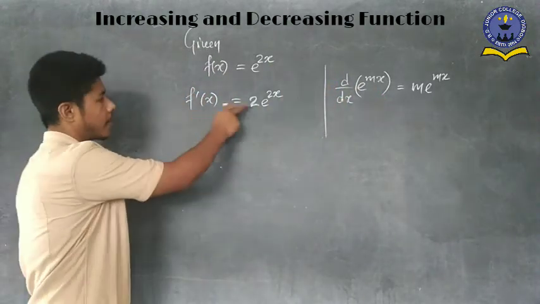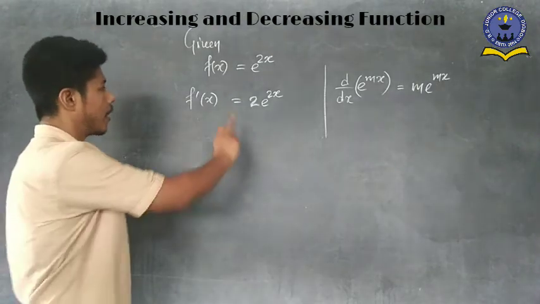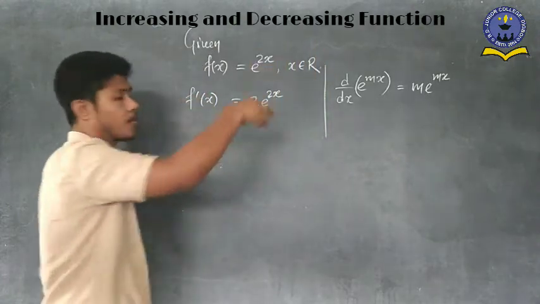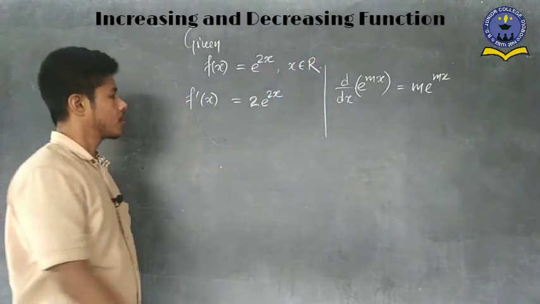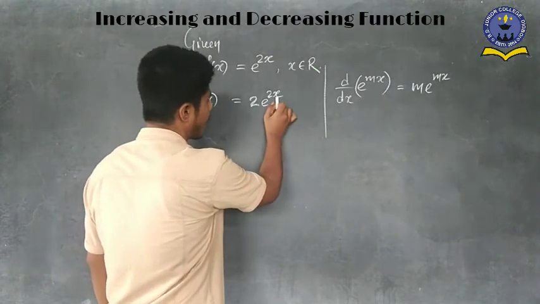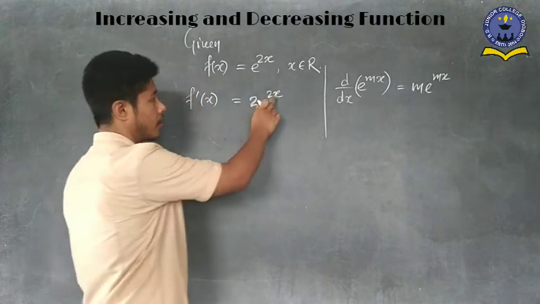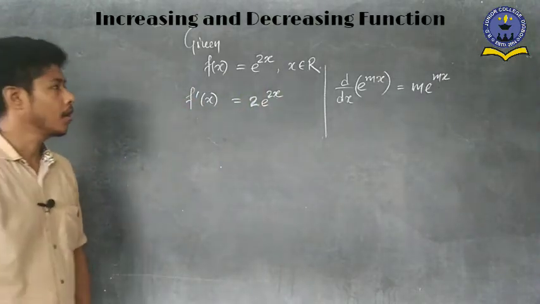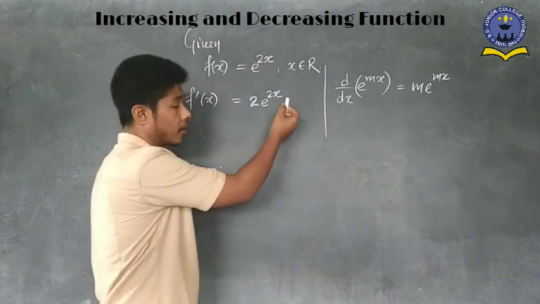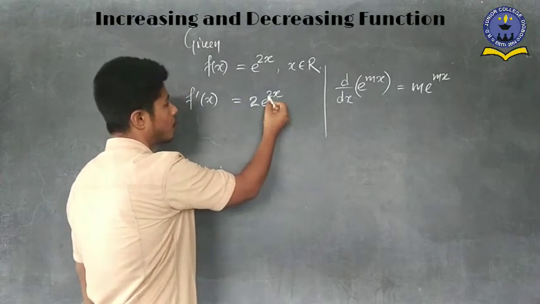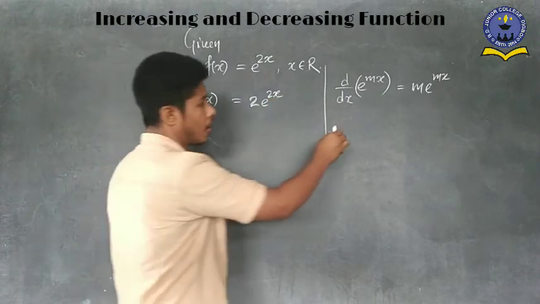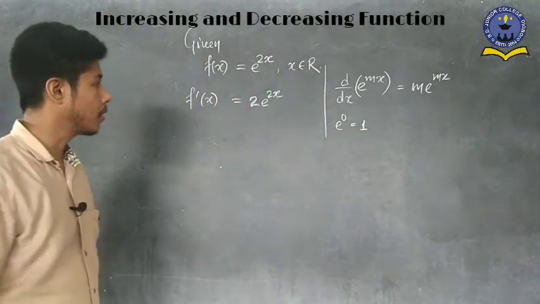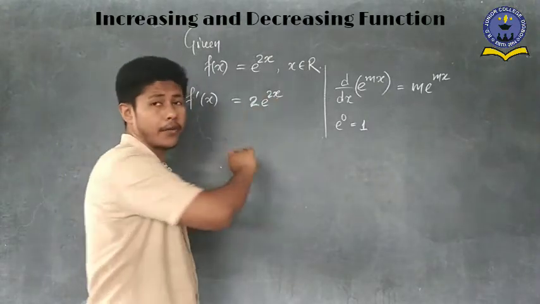So now f dash of x is greater than 0, we get. Here x means any real number, which may be positive or negative. If you put a positive value in place of x, obviously the whole result is positive, isn't it? If you put 0 in place of x, e to the power 2 into 0 means e to the power 0. The value of e to the power 0 is 1, so again we get a positive value.